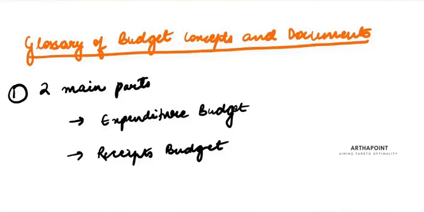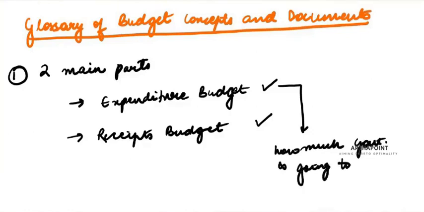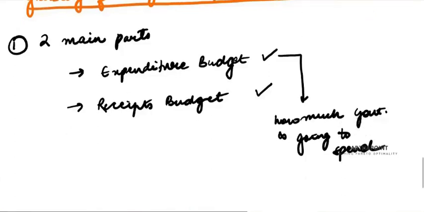So there are two main parts to the budget. The first part of any budget is known as expenditure budget, and the second part is known as receipts budget. As the name suggests, expenditure budget is the information on how much the government is going to spend and how it is going to spend. On the other hand, the receipt budget gives information on how revenue of the government will be collected.